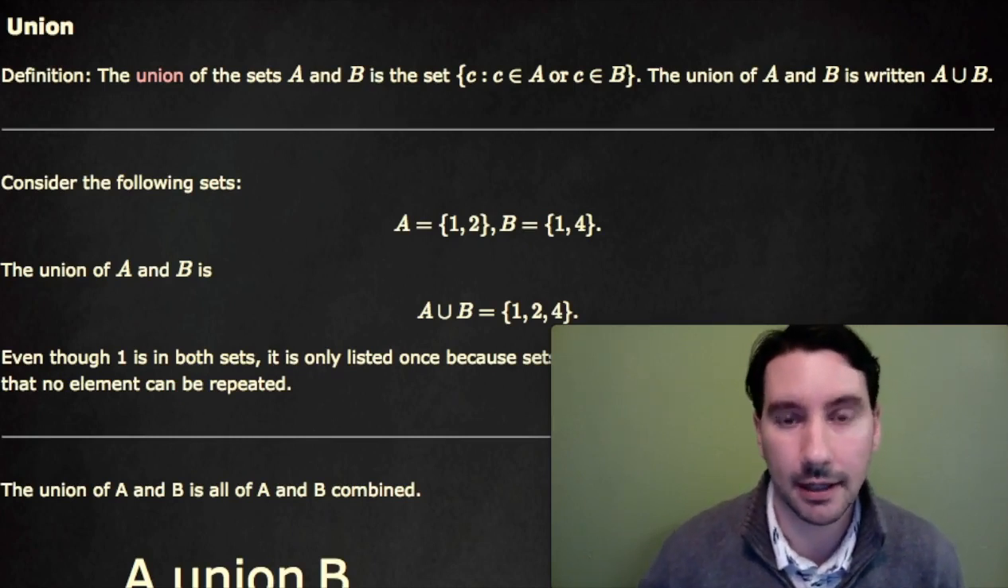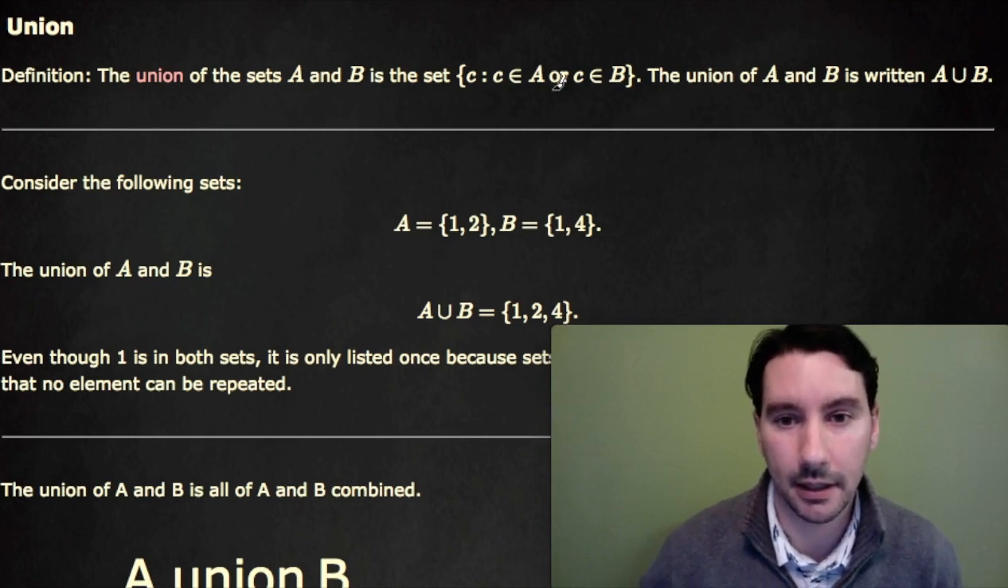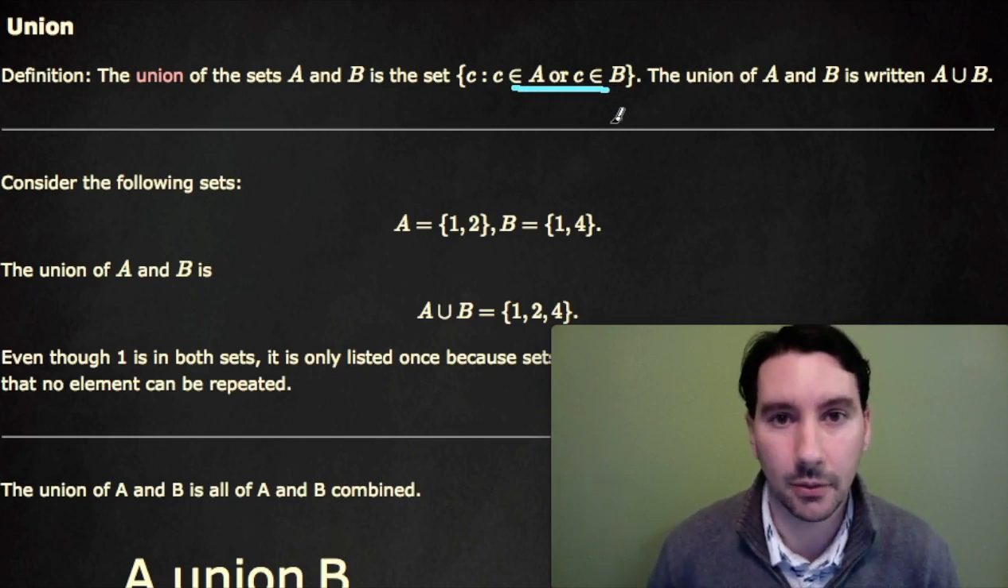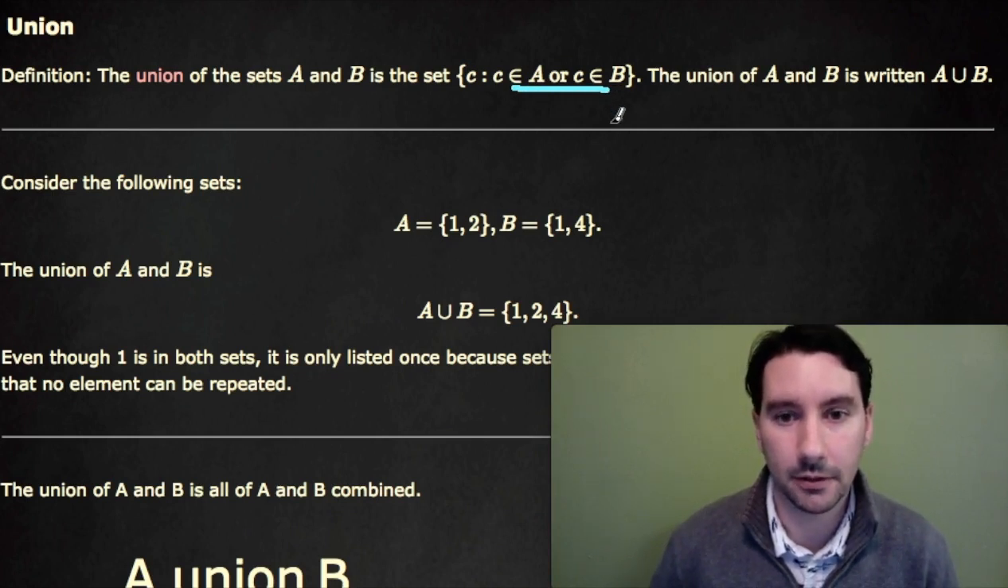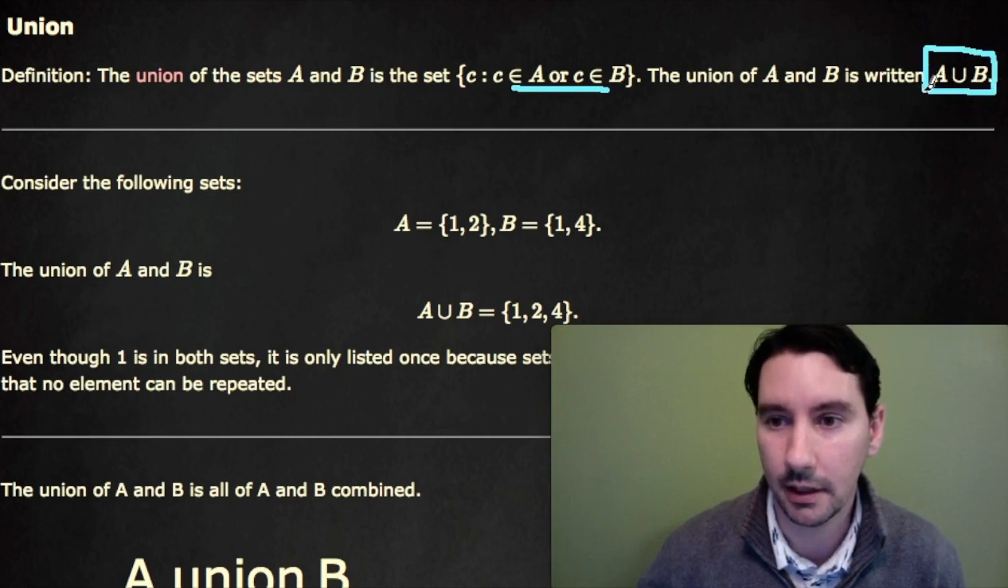So given two sets A and B, the union is the set of elements C such that C is in A or B. And remember, in math, whenever we say or, we always mean inclusive or by default. So it could be in A or B or both. And it's written with a cup symbol, which looks kind of like a U. And because it looks kind of like a U, hopefully that will help you remember that this means union.